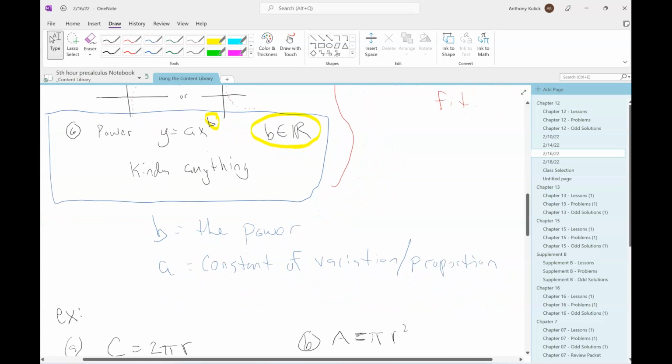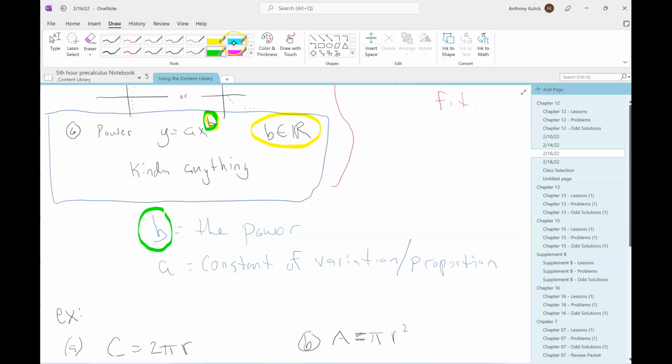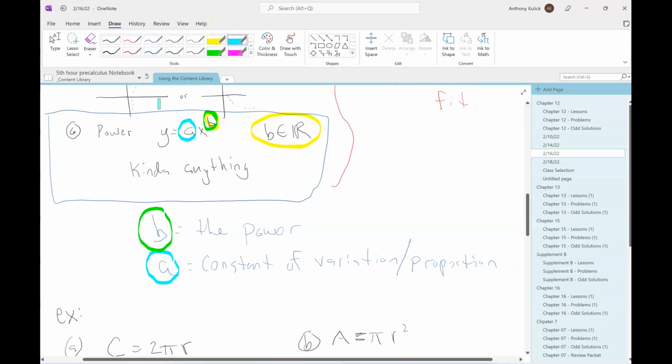So when we talk about this power function, the exponent b is called the power, and the coefficient a is called the constant of variation or the constant of proportion. It might be called different things in different textbooks. I think that I remember it as the constant of variation. I think that's the same reference in your book pages in the lessons or whatever. I think that's the same vocab we use there.